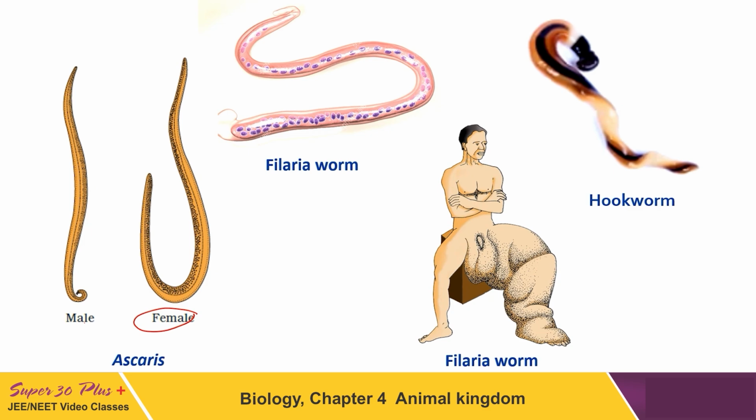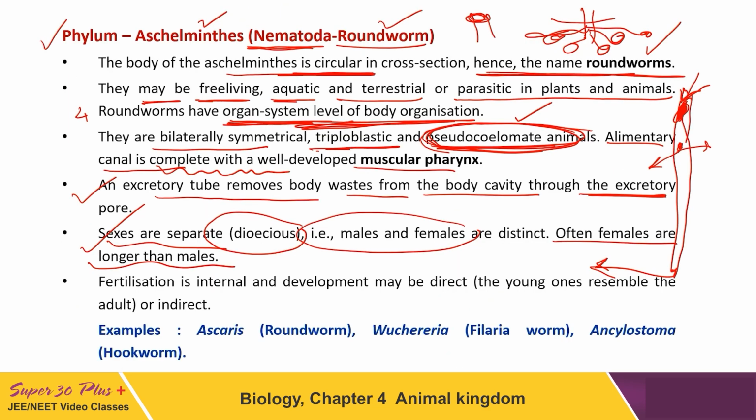In the male Ascaris, the tail is curved and it has the copulatory organ present. So this one is male, and this is female. That's why this is dioecious. Male and female are separate. Is it right? Come to this. Fertilization is internal and they have a very high degree of reproduction. Development may be direct, that is young ones resemble the adult, or it may be indirect.